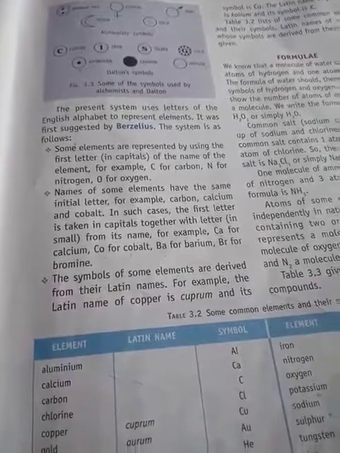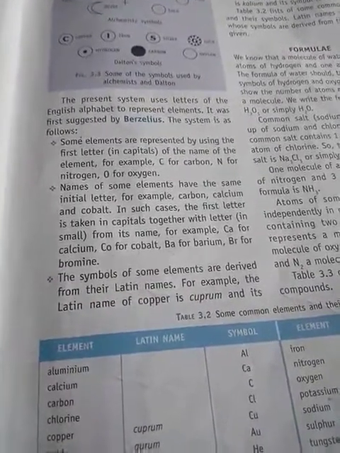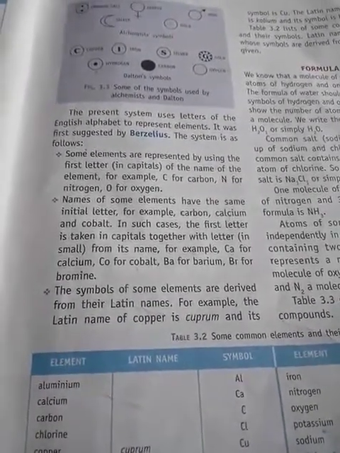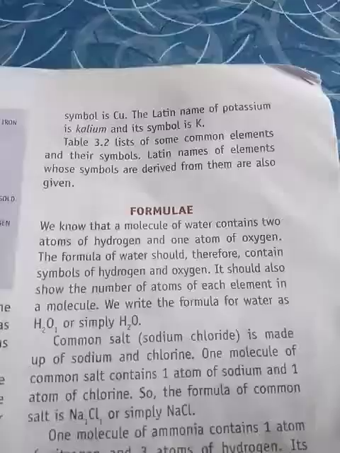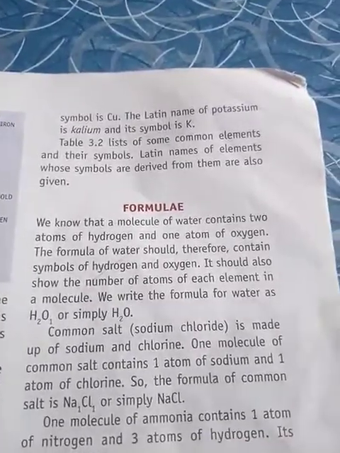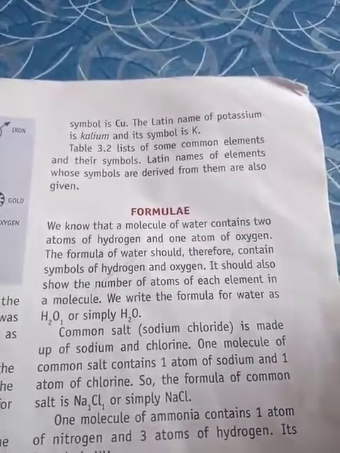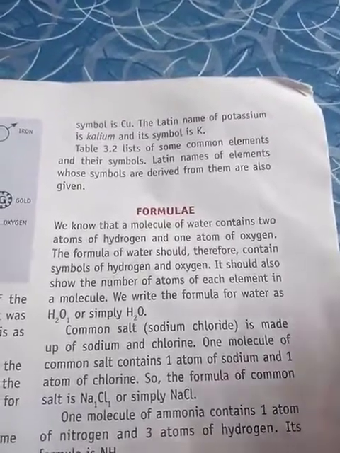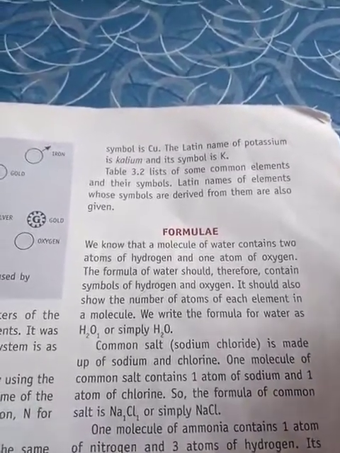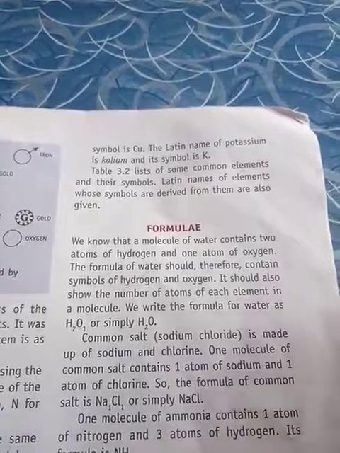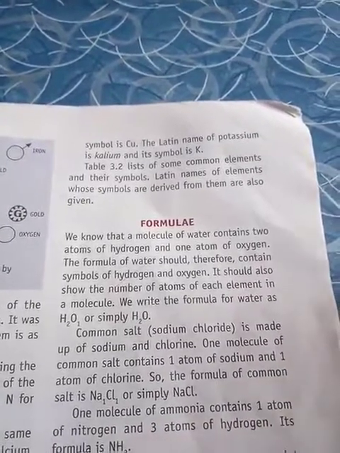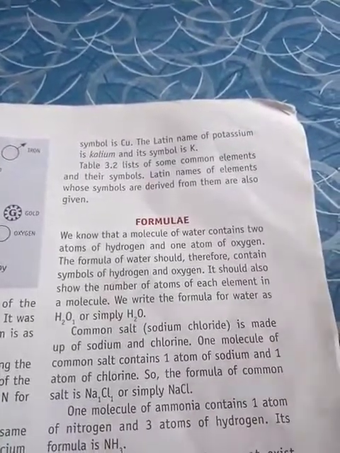The symbols of some elements are derived from their Latin names. For example, the Latin name of copper is cuprum and its symbol is Cu. The Latin name for potassium is kalium and its symbol is K. The Latin name for iron is ferrum and its symbol is Fe. Then the Latin name for sodium is natrium and its symbol is Na.